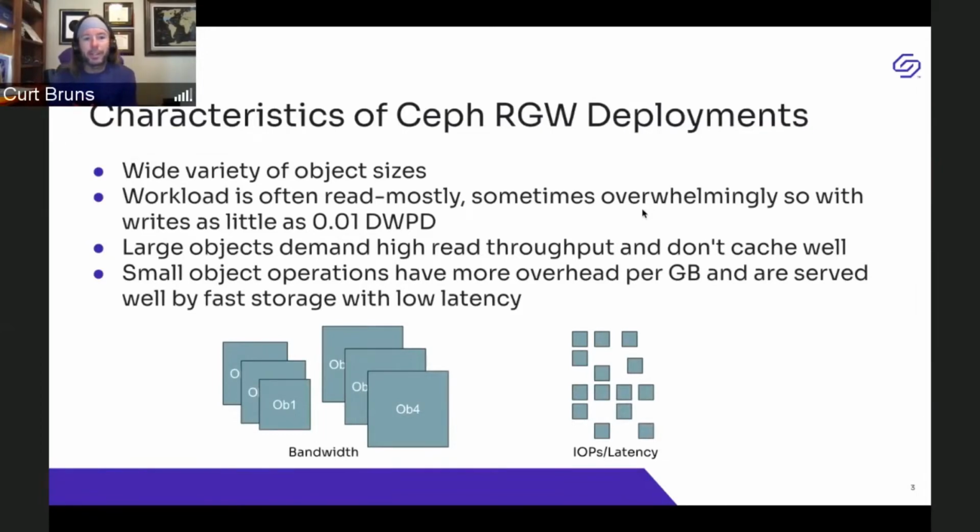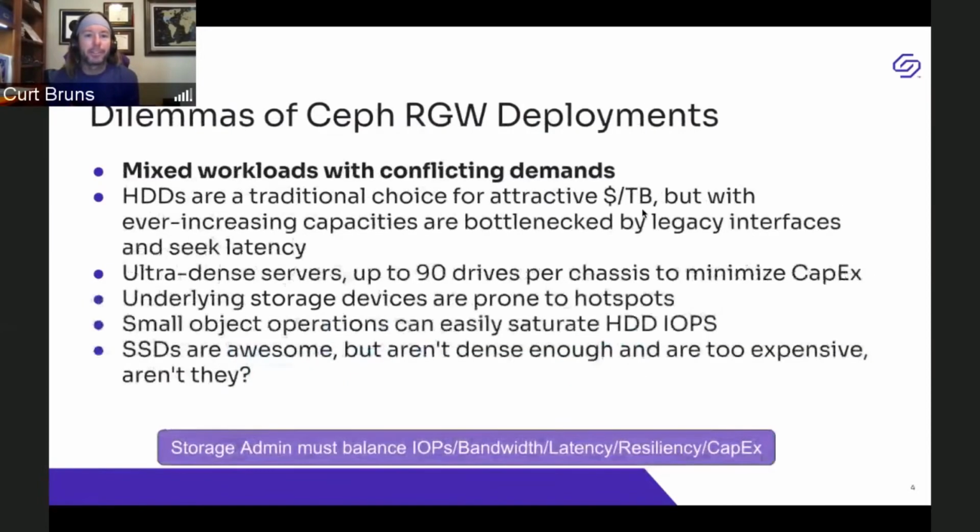But when you're sending these writes, these large objects demand a high read throughput, and they want a lot of bandwidth, and they don't cache very well. Small object operations are kind of at the other end of our four corners, right? So you want IOPS, you want low latency, you want to be able to get those objects in and out of the cluster quickly. So you kind of have these competing demands, and they conflict, right? So you don't care about latency so much for your large objects, but you do care about that for your small objects. So typically hard drives are the traditional choice.